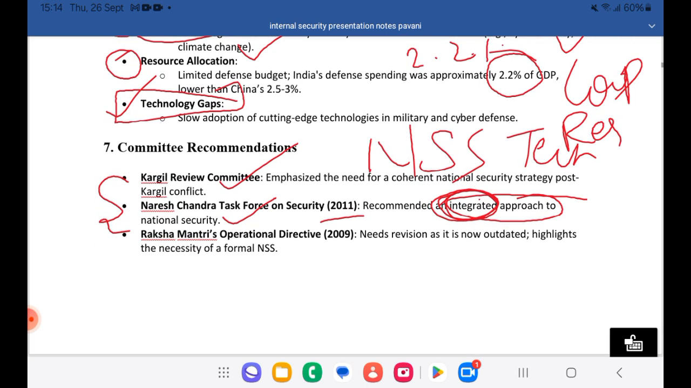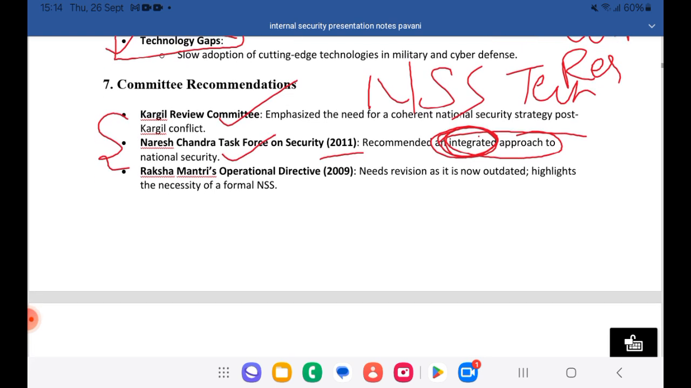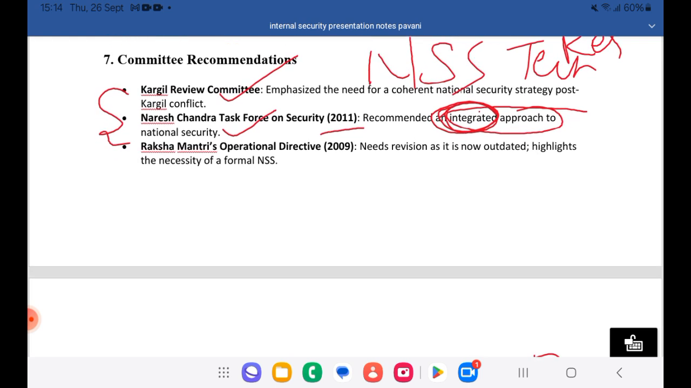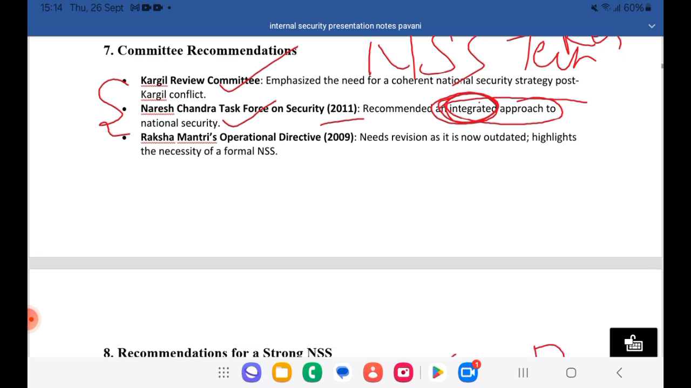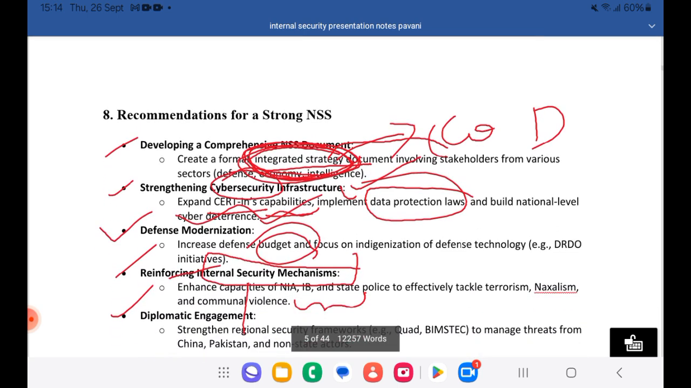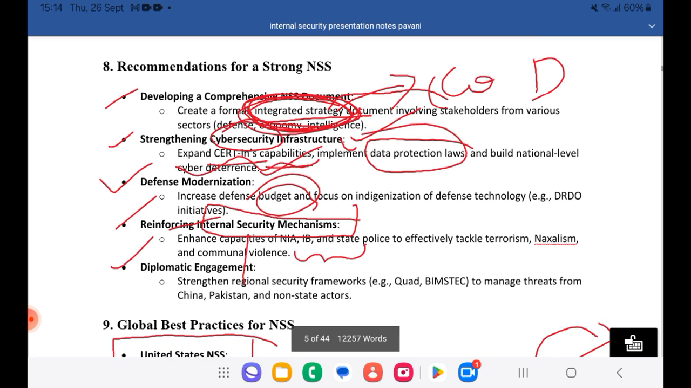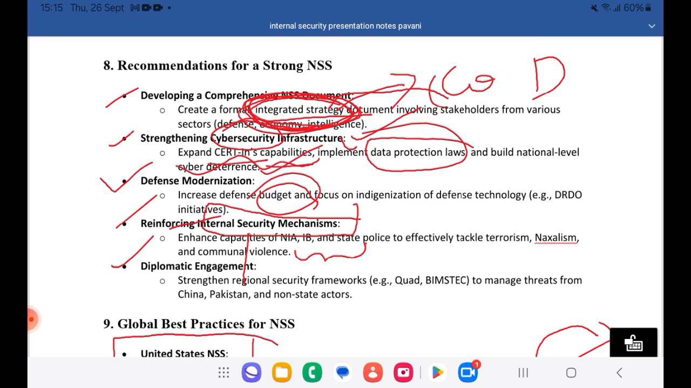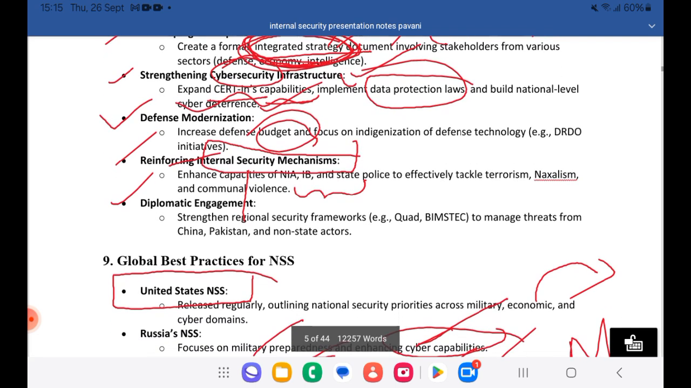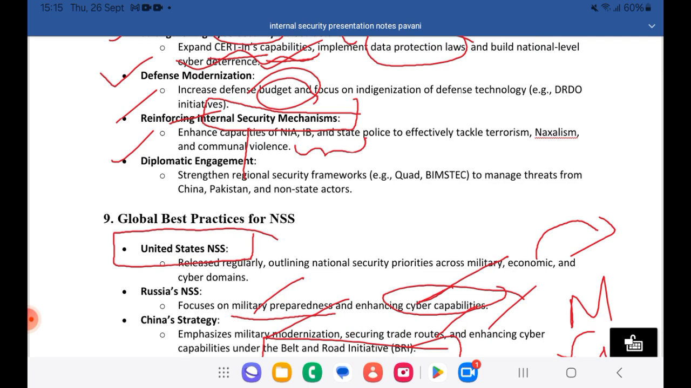There are some committees also which recommended for NSS. We read about those. What are those? Kargil Review Committee, Naresh Chandra Task Force on Security, and also we read like Raksha Mantri's operational directive has become outdated, so we have to revise it. So then we read about what are the recommendations for strong NSS, that is developing a comprehensive NSS document. Then we have to strengthen cyber security infrastructure. Also we thought like we have to modernize defense, and we also reinforce internal security mechanisms, and also we should have good diplomatic engagements.